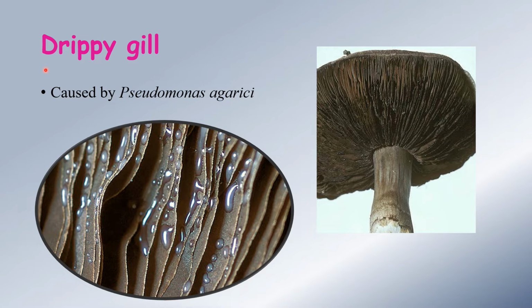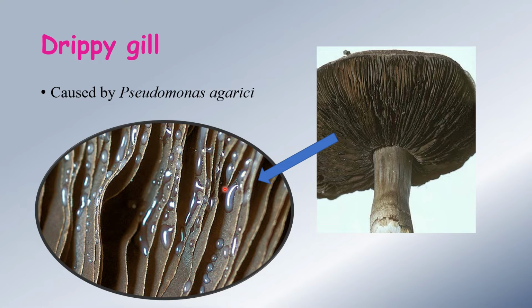The next bacterial disease on mushroom is drippy gill. Drippy gill disease was first reported in the year 1968. It is a serious outbreak of infection in all edible mushrooms during the cultivation period. How can we identify the drippy gill disease? Small droplets are present in between the ridge edges of the gills.